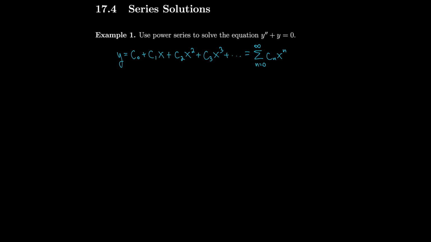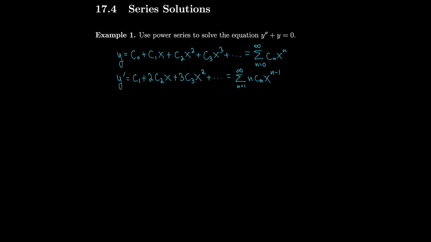And then in order to figure out what all these coefficients are, how about we take the derivative? So remember, we differentiate power series term by term, so c0 disappears because it's a constant. We'll get c1 plus 2 times c2 x using the power rule, plus 3 times c3 times x squared, and so on. So that just becomes the sum from n equals 1 to infinity of n times cn times x to the n minus 1.